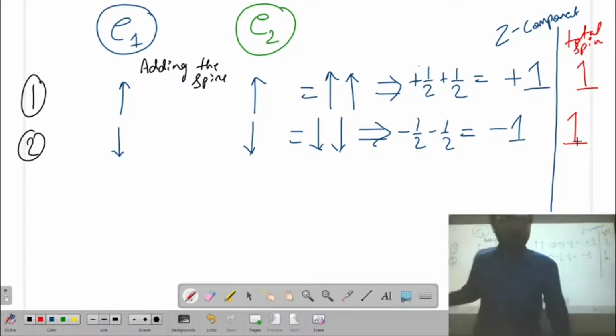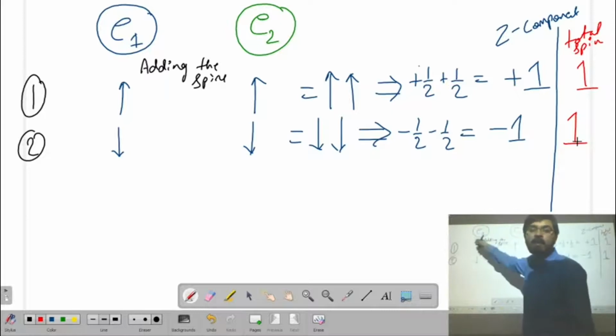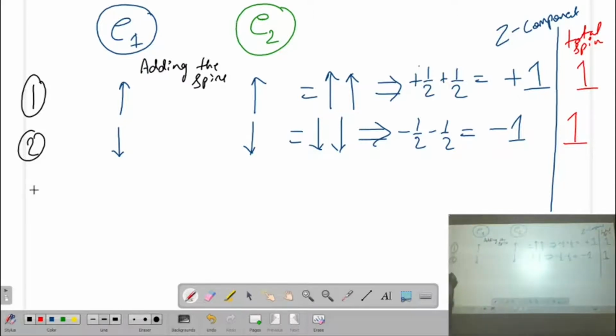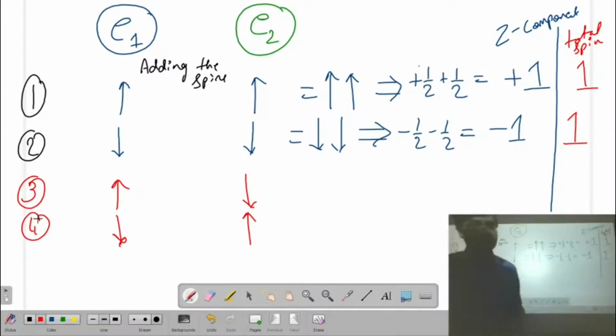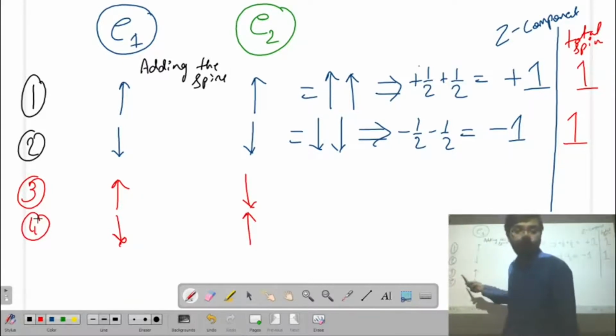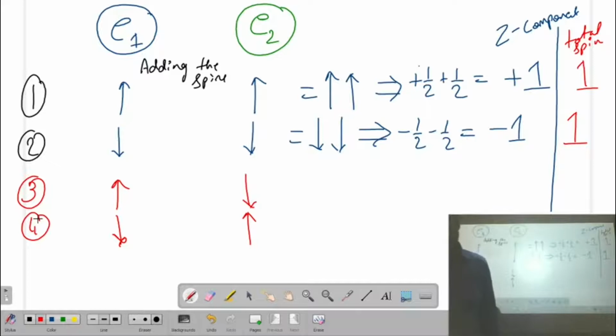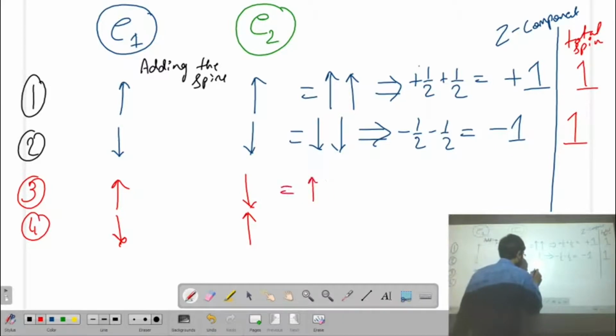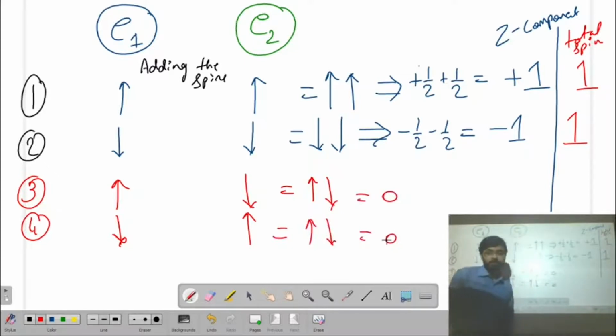Now, these are the possibilities when we add the spin of 2 electrons. But other than this, we also have some possibilities where this can be up, this can be down, this can be down, this can be up, right? Remember this red one, 3 and 4 number. One is up, one is down, one is down, one is up. This is the complicated part. Over here, we will get z component equal to 0.